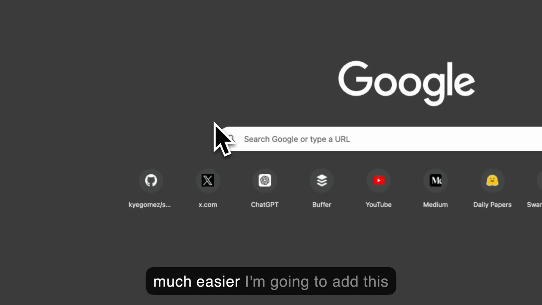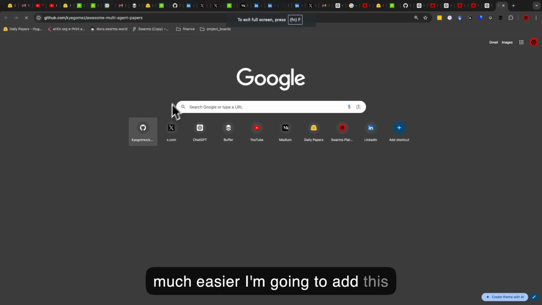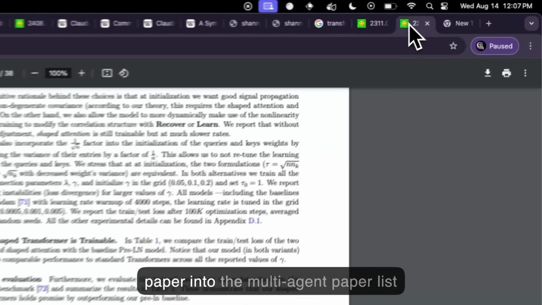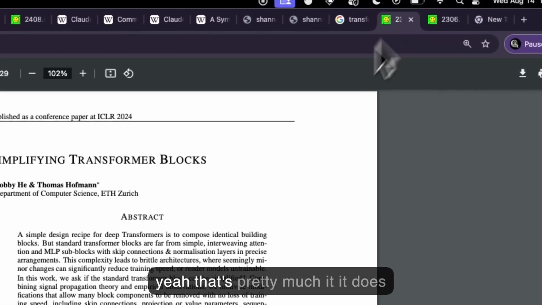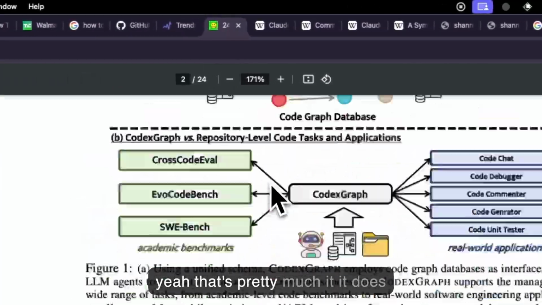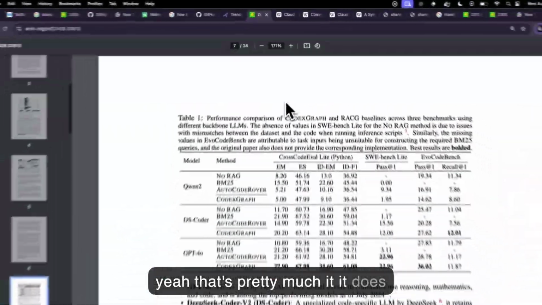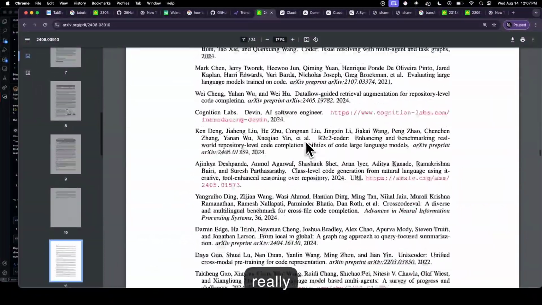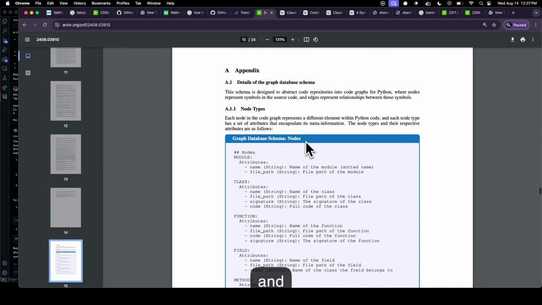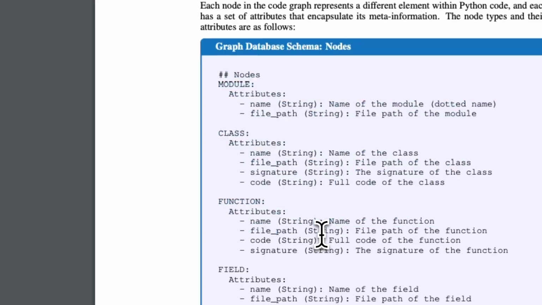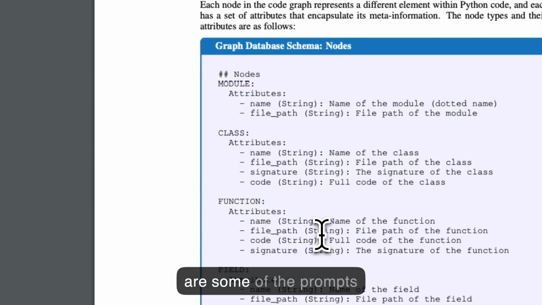I'm gonna add this paper into the multi-agent paper list. But yeah, that's pretty much it. It does really good. And these are some of the prompts, I guess.